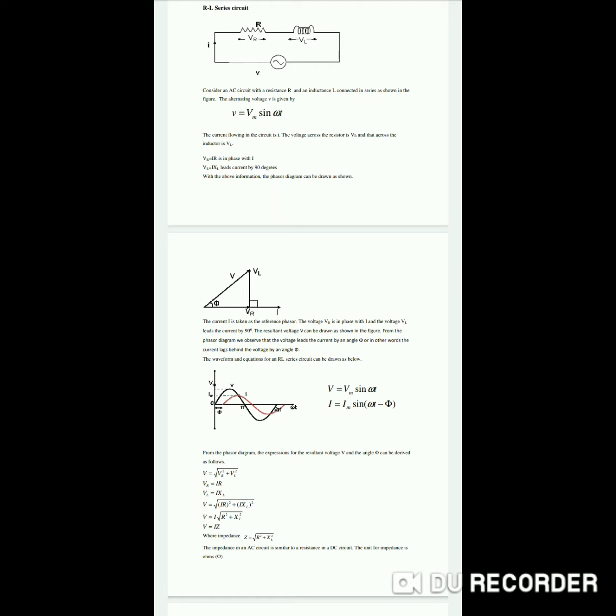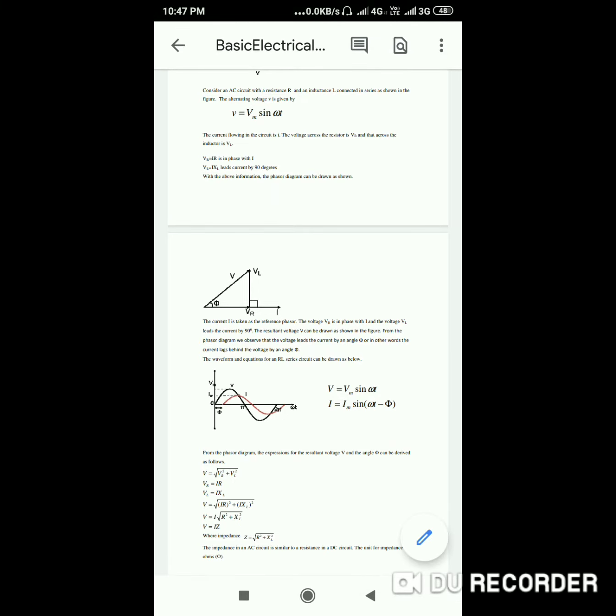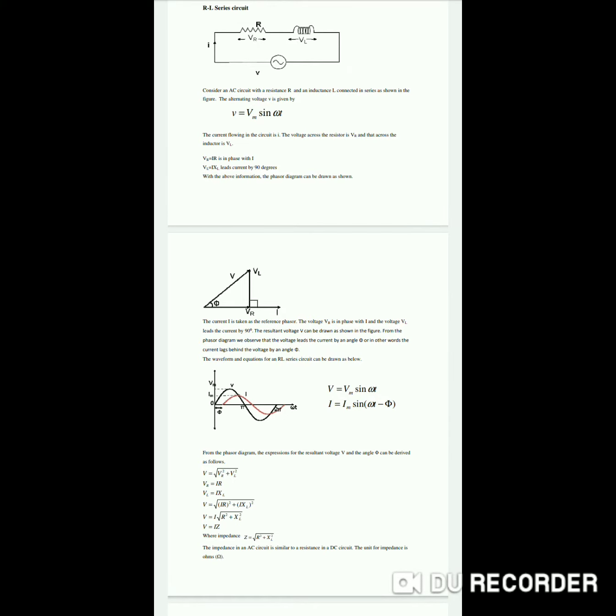In the circuit, if you observe, there are two elements: one is resistance and one is inductance, connected in series. The voltage across the resistance is VR, the voltage across the inductance is VL, and current I is flowing through them. Consider an AC circuit with resistance R and inductance L connected in series. The input will be V is equal to Vm sin omega t.